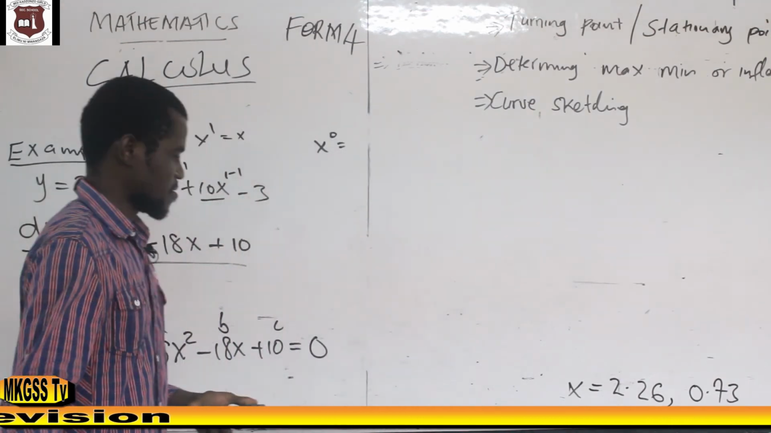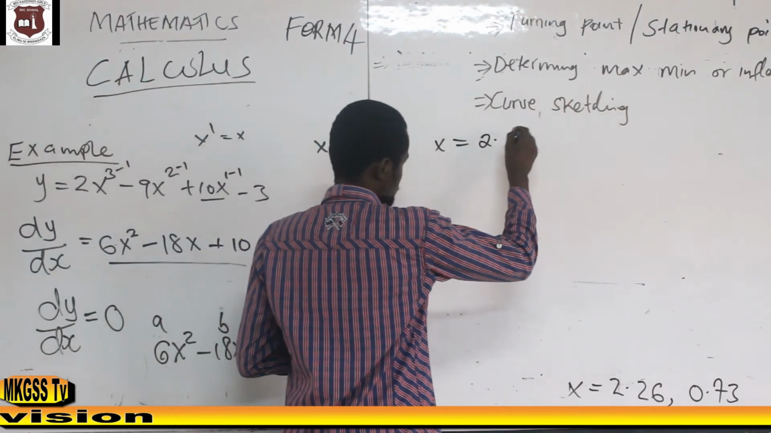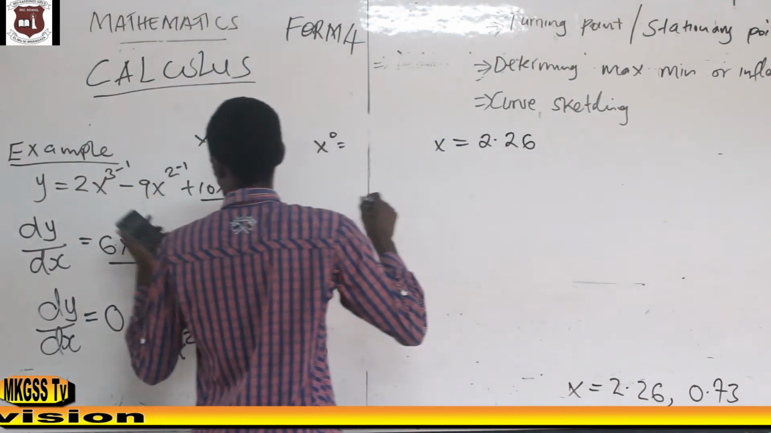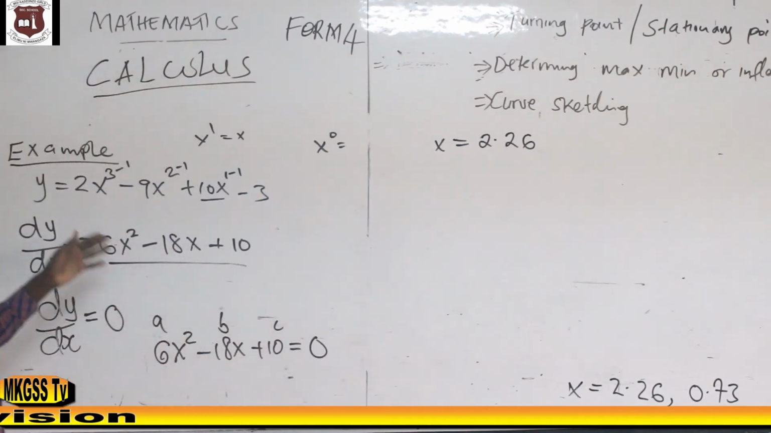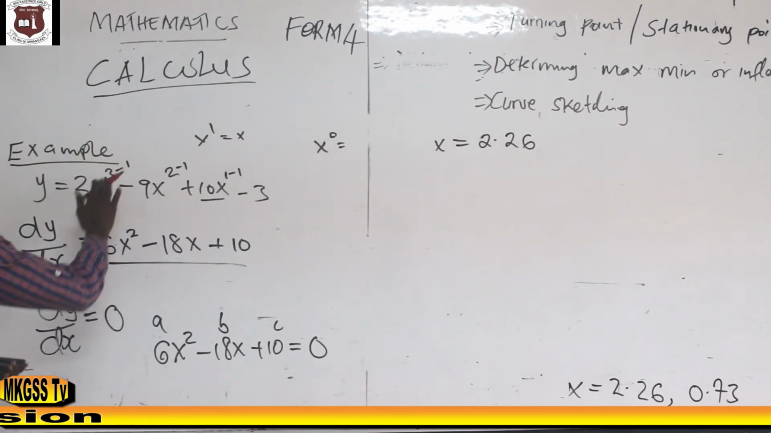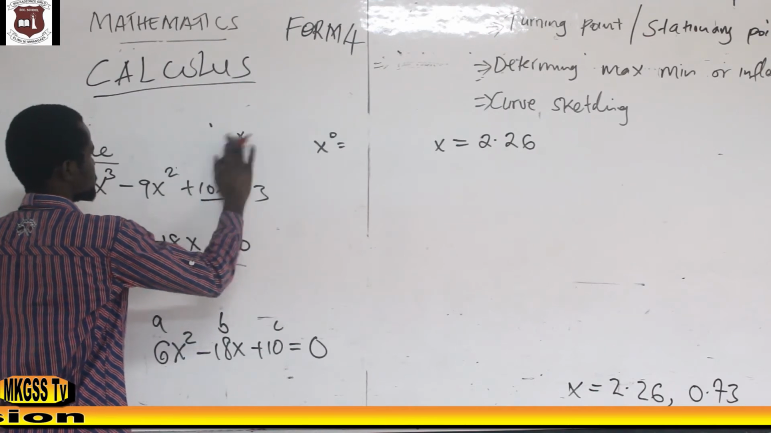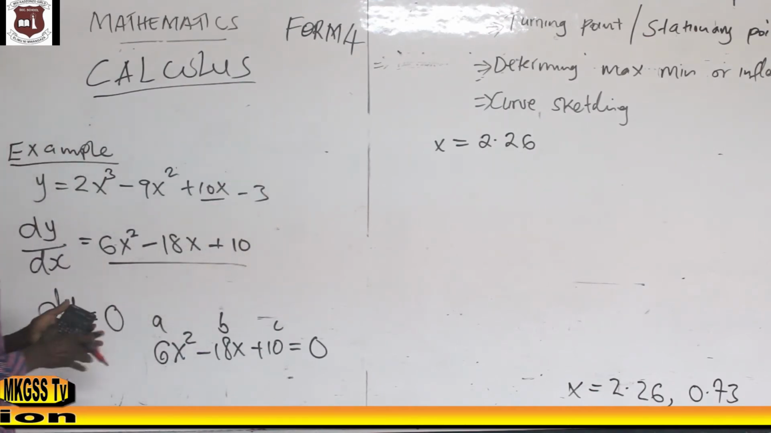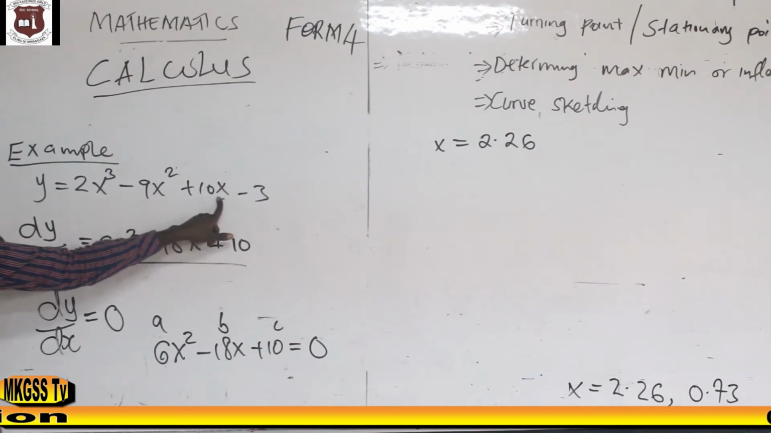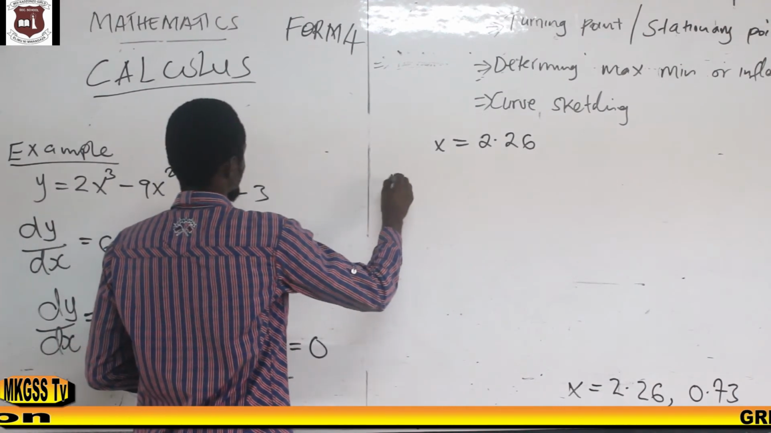Y coordinate. When x is 2.26, what is the y coordinate? Remember, to get the y coordinate, I come back to my expression of y. The expression of y originally is this. So where there is x, you replace with the value of x.